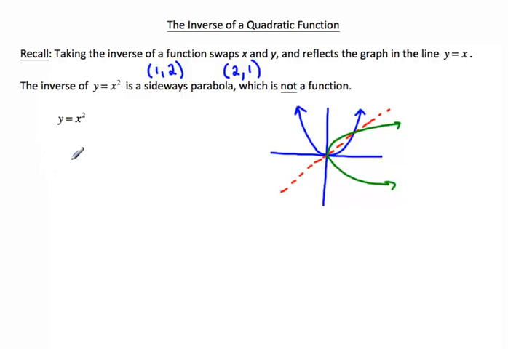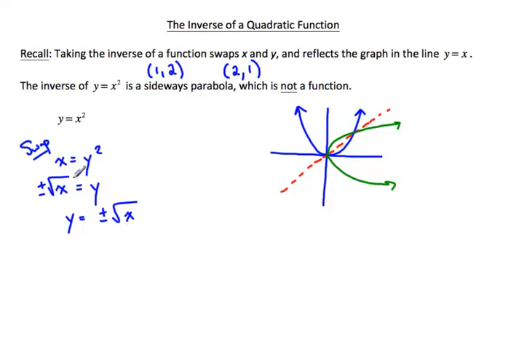If we want to look at that algebraically, if we start from y = x² and we swap x and y, we get x = y². Then, taking the square root of both sides, we get the positive and negative square root of x is equal to y, or y = ±√x. We can see that for any x value we plug in, we're going to get both the positive and the negative square root. That's going to be two different outputs from one input.